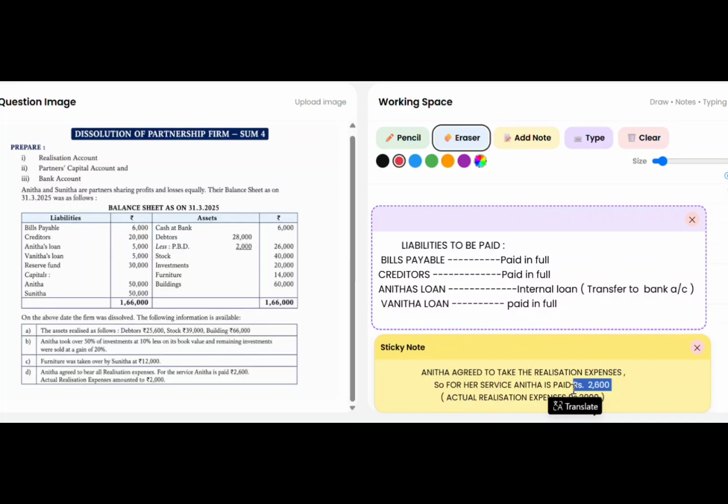So since the expenses are directly taken over by Anita, it is treated like expenses taken over by the partner. So Anita's account will be written on the debit side of the realization account as to Anita's account, and the amount will be rupees 2,600. So ignore the actual realization expenses. So this is how the adjustments are to be treated.